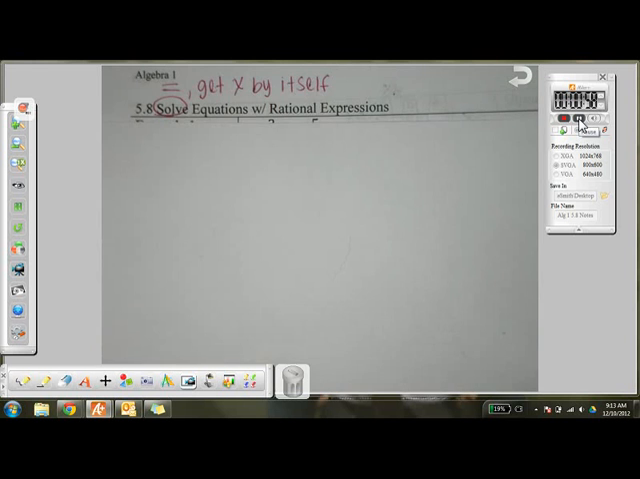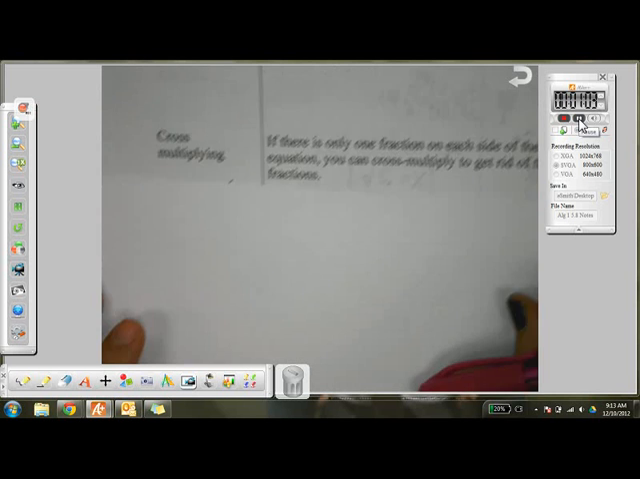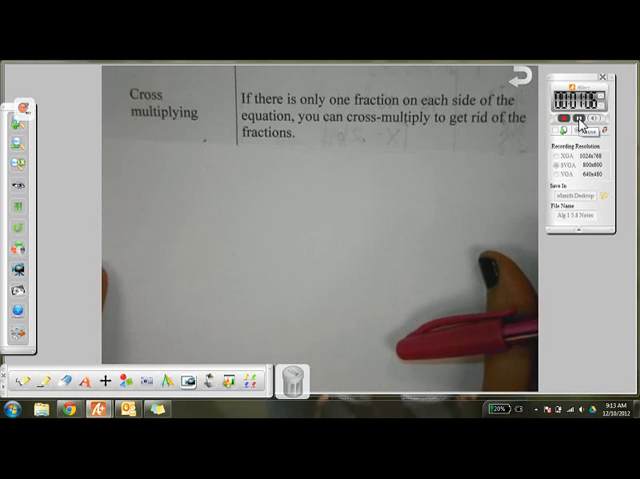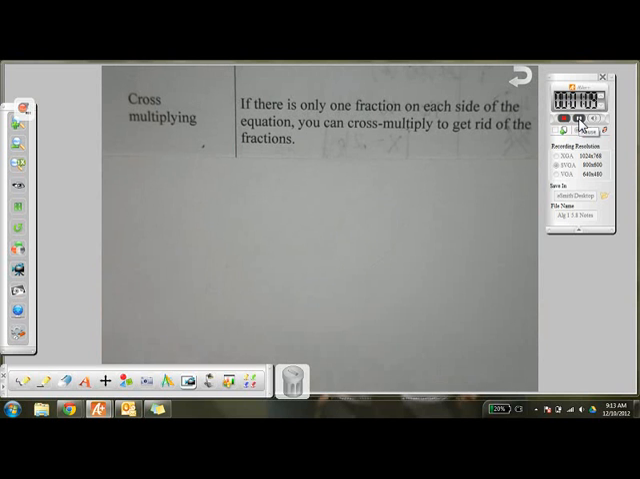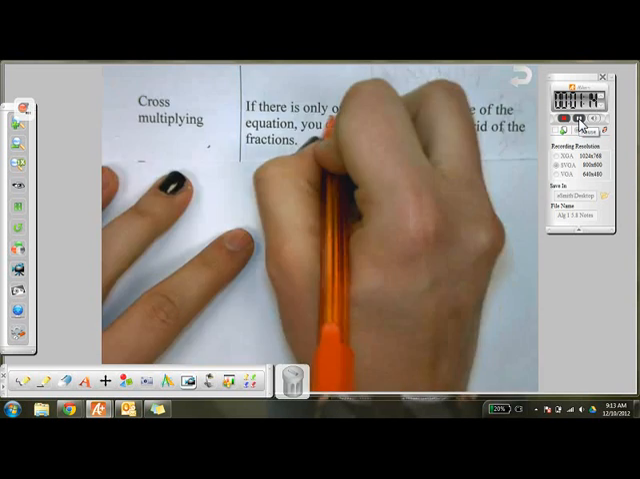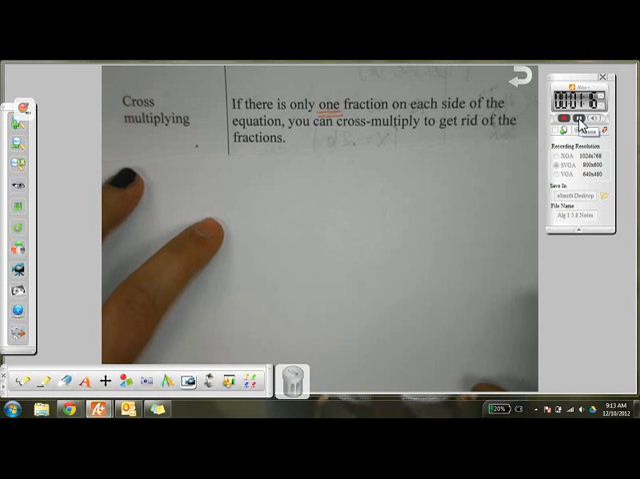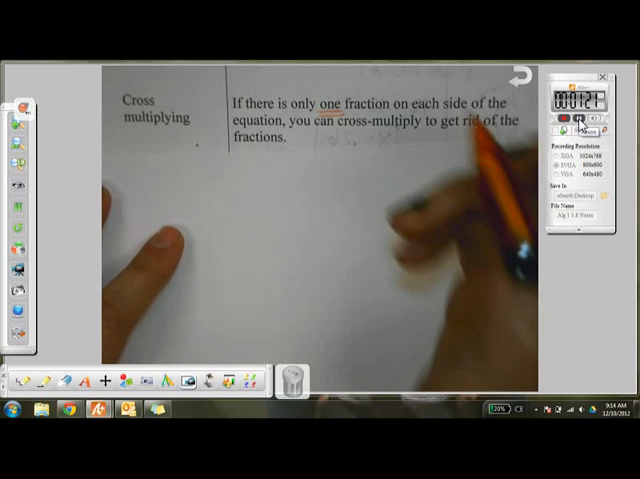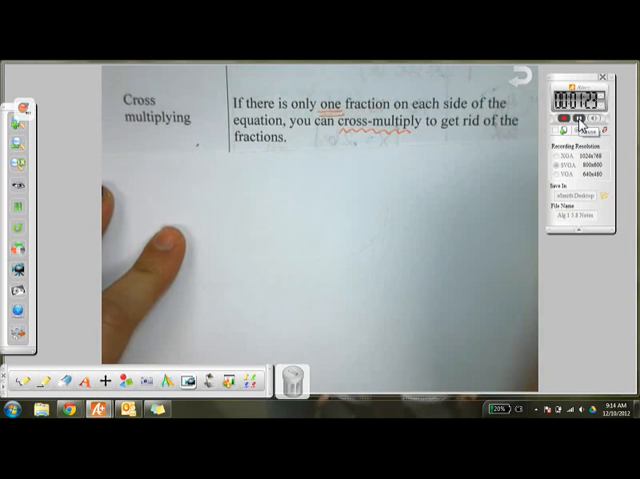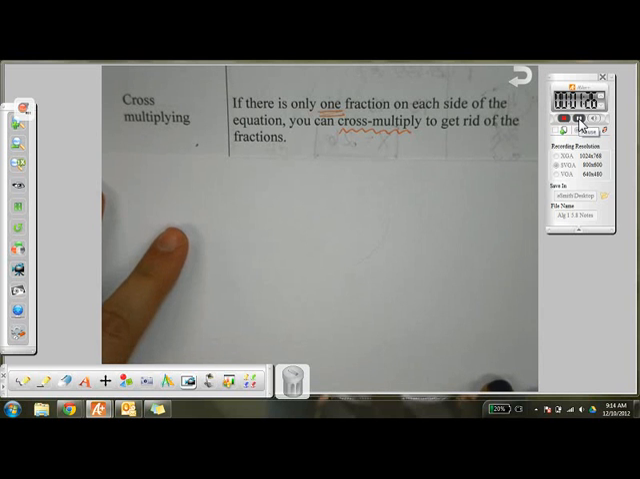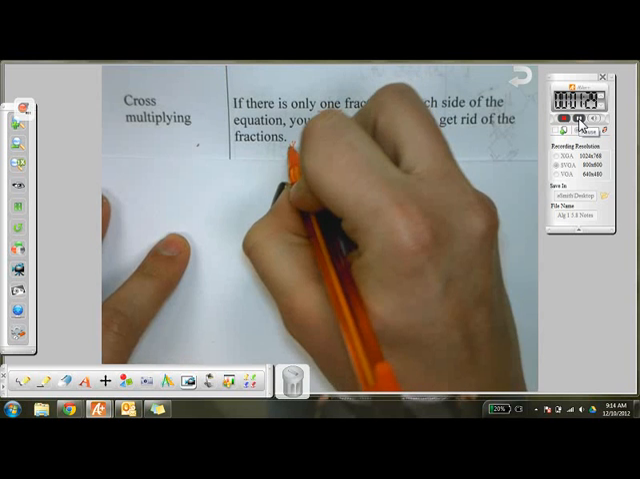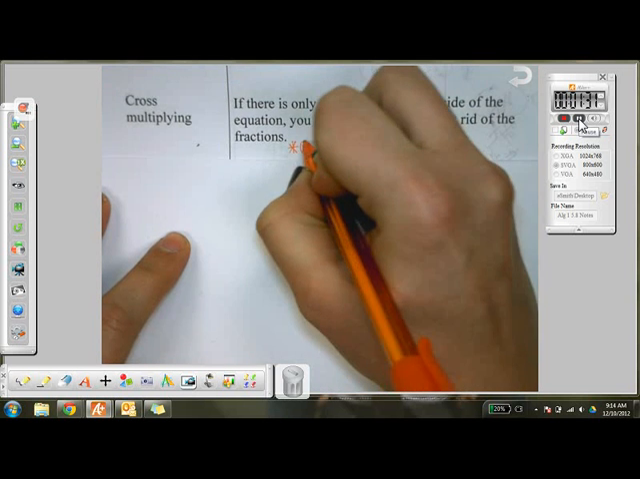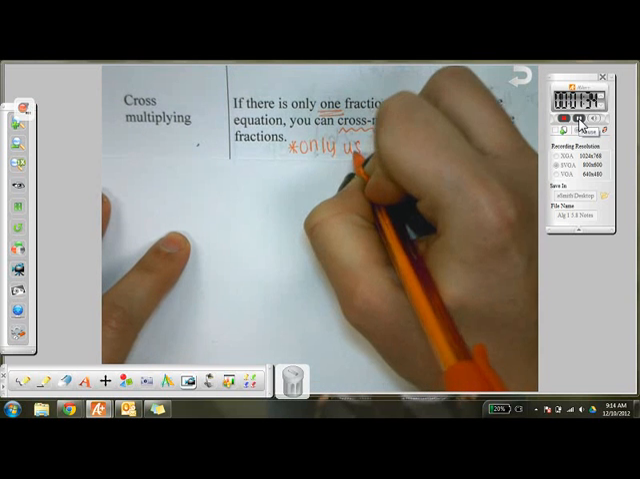Okay, so a really quick note. How many of you have heard of cross multiplying? Cross multiplying: if there is only one fraction on each side of the equation, if there's two fractions, you can't do it. So if there's one fraction on each side, you can cross multiply to get rid of the fractions. And then I want you to write yourself a little note underneath that. Only use it when there is an equal sign.